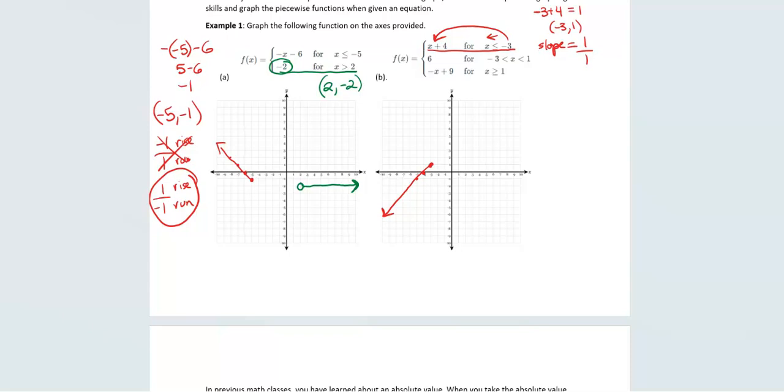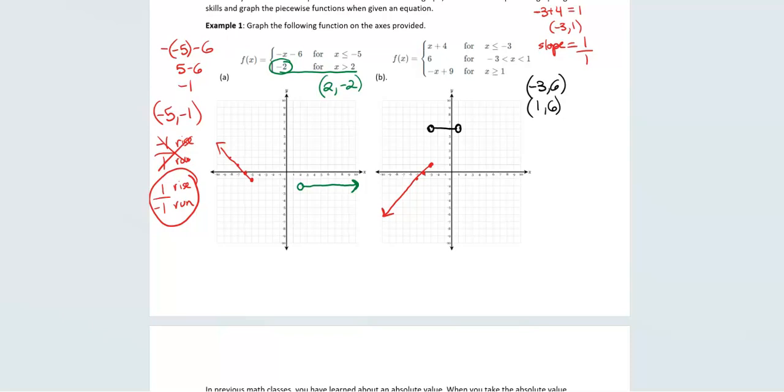For between -3 and 1, we're at 6. So here's my advice. If you have a starting and an ending number, you plug them both in. So I have -3. Now because this is just 6, my output is 6. I have 1. So I'm going to have 1, comma 6. So my output's always 6. So I'm going to go to -3, 6. I'm going to draw an open circle because that's not or equal to. So you have -3, 6, open circle. That's my starting point. And I'm going until I get to 1, 6. So 1, 6, open circle again because it's not or equal to, and you just draw a line in between.